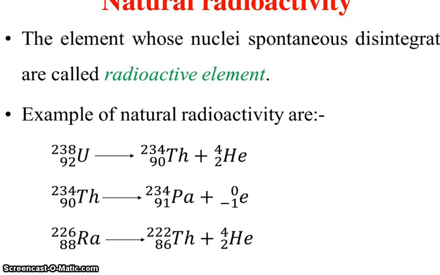The elements whose nuclei spontaneously disintegrate are called radioactive elements. Examples of natural radioactivity are: uranium gives thorium, thorium gives protactinium, radium gives thorium, after removing alpha, electrons and alpha pi.